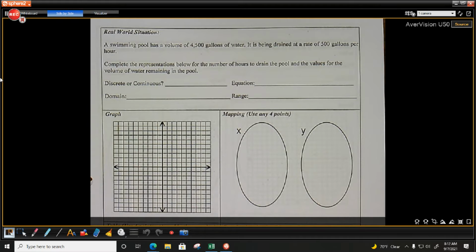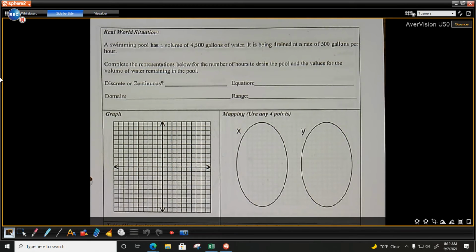Can you have 1.5 hours? Yes. Can you have 1.25 hours? Yes. Can you have 1.5 gallons? Yes. So does this exist at decimals? Yes. So would this be discrete, where it only exists at certain points, or continuous, where it exists everywhere? And almost anytime that time is one of your variables, it's going to be continuous, because time is continually going.